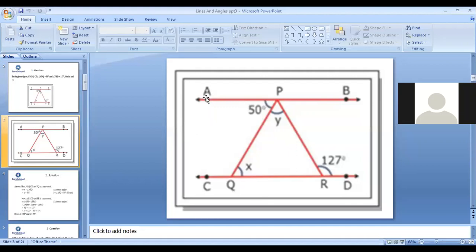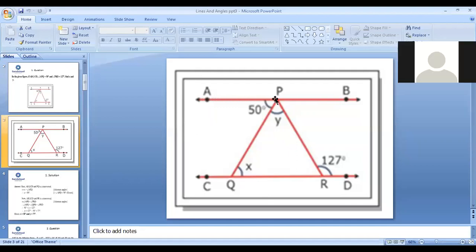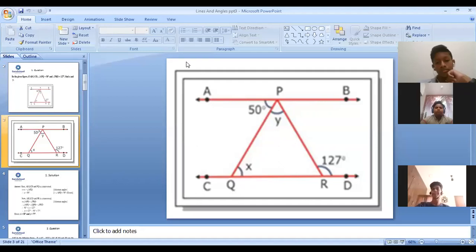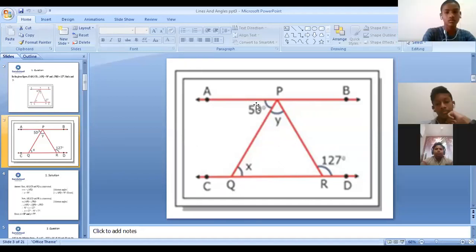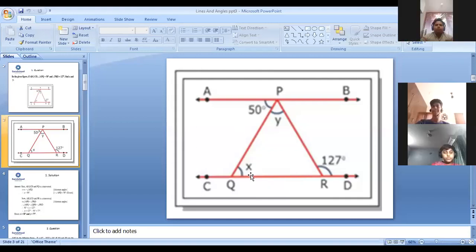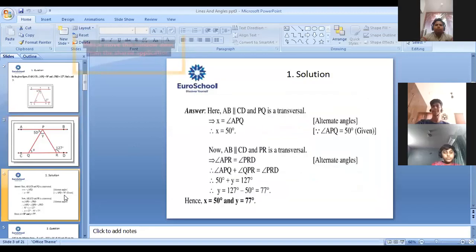Angle APQ. What is this letter of the alphabet? Z. Once again, whenever Z is formed, alternate interior angles are formed. So according to the property, alternate interior angles are equal, that is, equal to X. So what is the value of X here? 50 degrees. And what was the value of Y? 77 degrees. Go through the solution, children.